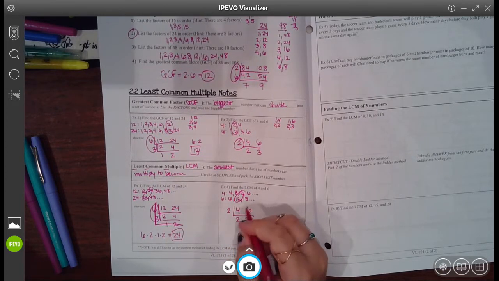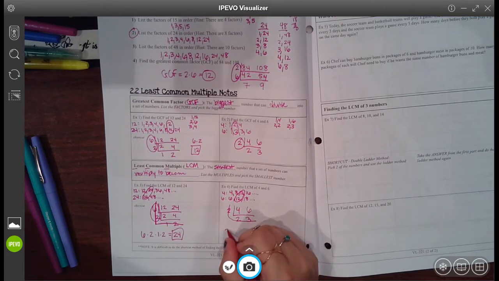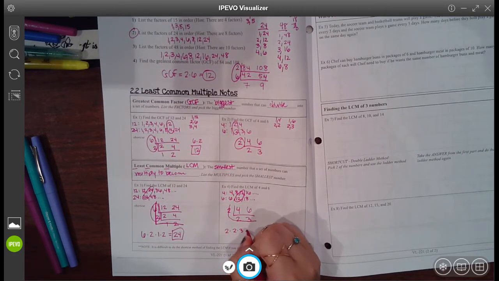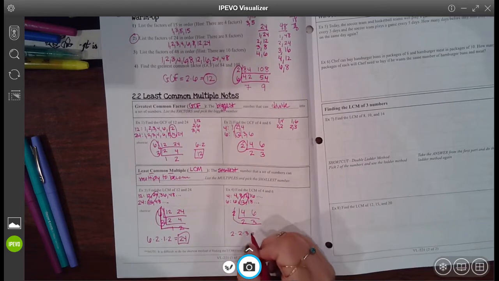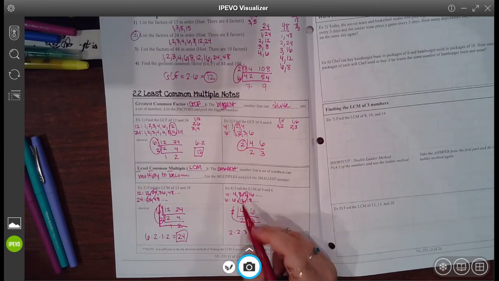3. I can't keep going, but instead of just circling my GCF, this time they want the LCM, so multiply all of these along the outside that make up your L. And 2 times 2 is 4. 4 times 3 is 12. Look at that. I got the right answer that I was supposed to get.